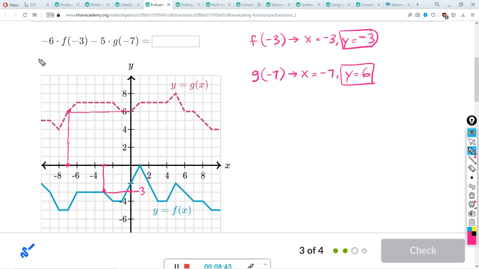So we have -6 times f of -3, which we said was -3, minus 5 times g of -7. G of -7 we said was 6. -6 times -3 is 18. -5 times 6 is -30. And 18 minus 30 is -12.